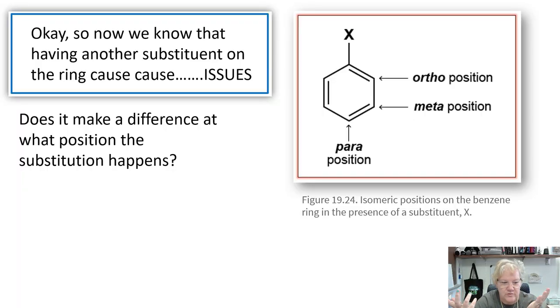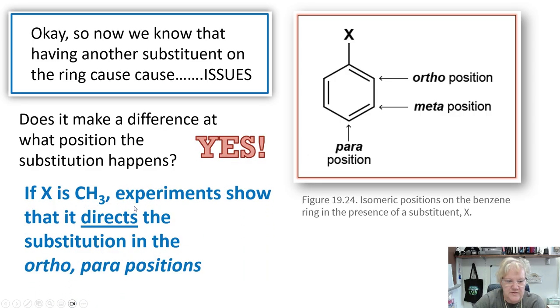But we need to address now, does it make a difference what position the substitution happens? If I have a substituent, I don't like that your book puts an X on here. This should be any kind of group. You think it's a halogen, but it can be anything. Does it matter if we're going to substitute at the ortho, meta, para positions? Yes, it does. In this case, if we had a methyl group sitting here, experiments show that it directs the substitution mainly to the ortho and the para positions.